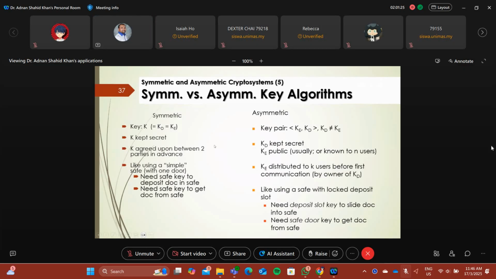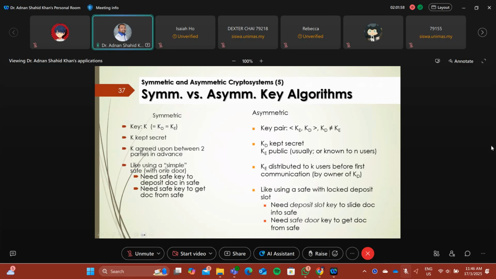Just like, if I upload the document, how do I share the key? I have to announce it in the class. This is the method by which you can get your key, so you must get the key in advance. Key distribution to the users happens before the first communication. I can upload it on Facebook, anywhere.